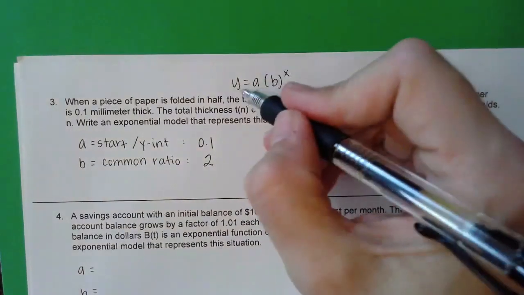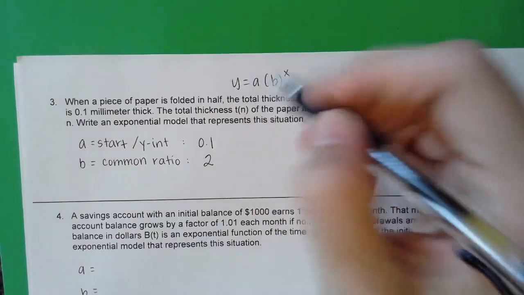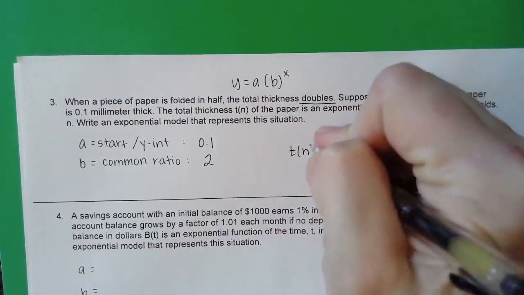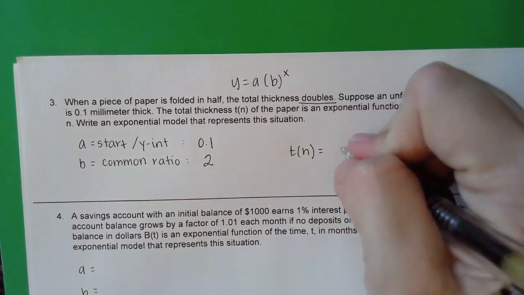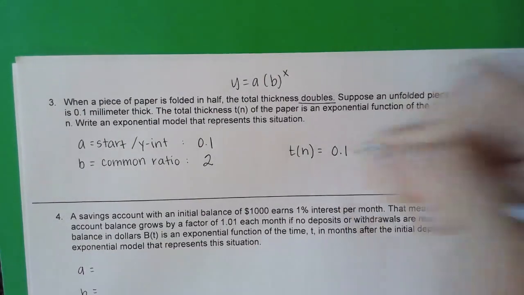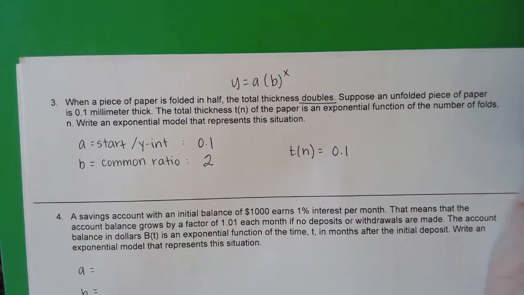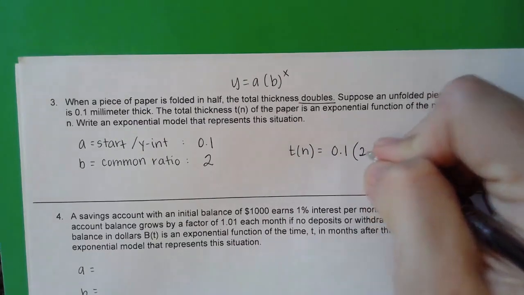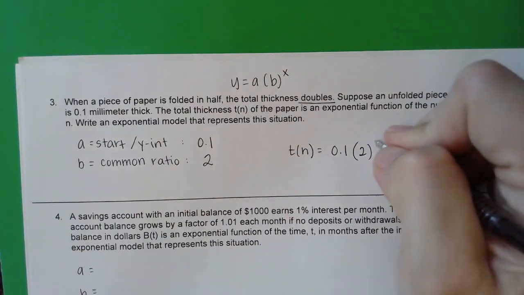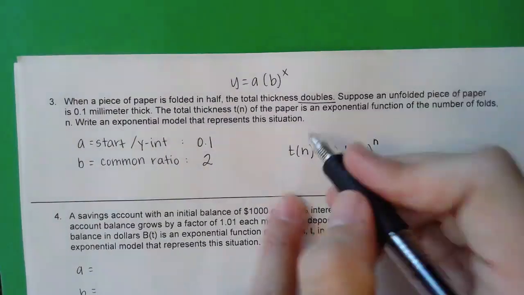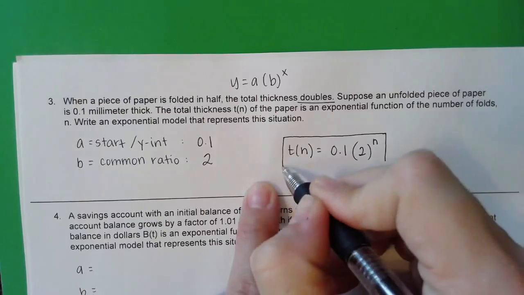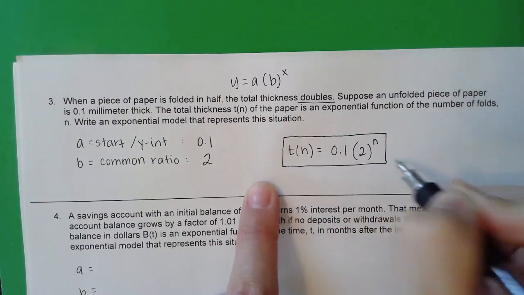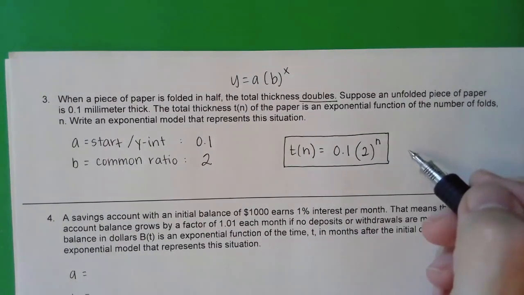We could start it with y equals, but this says T of n, so when I write my equation for this one, instead of y equals, I'm going to write T of n is equal to, and then to model what's going on in this problem, I put the a value in first, so that's the starting value, that's how big it is when you start, and then every time you fold it, you multiply it by 2. So if I folded it once, it would double. If I folded it twice, the doubled value would double again, and so on. And so this model right here is the equation that represents what's going on in the problem.